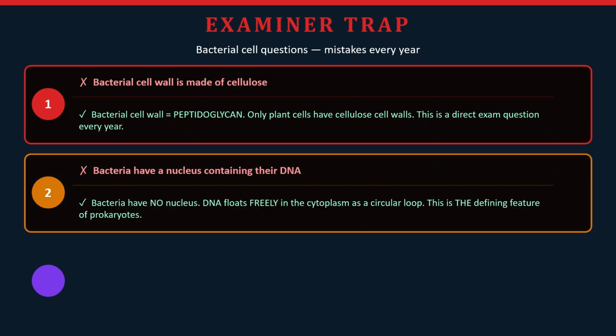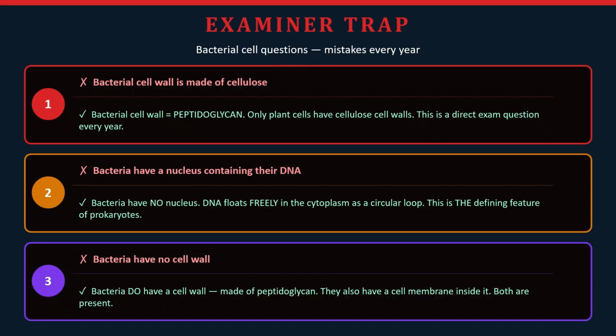Trap number 2. Students write, bacteria have a nucleus containing their DNA. Wrong. This is the most fundamental mistake you can make. Bacteria have absolutely no nucleus. Their DNA floats freely in the cytoplasm as a circular loop. No nuclear membrane, no nucleus. This is a defining feature of prokaryotic cells. If you remember one thing from this video, this will be the main thing, that they do not have a proper nucleus. Their DNA is just floating freely in the cytoplasm.